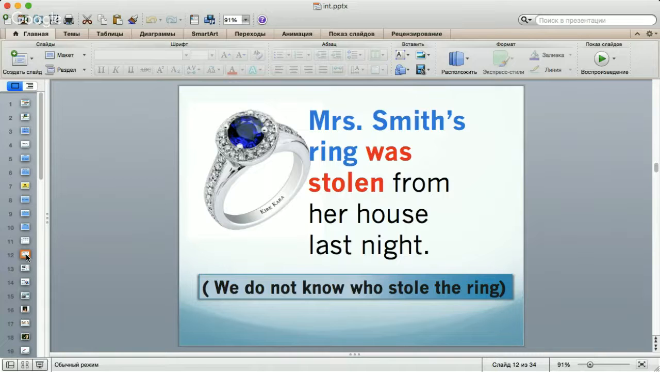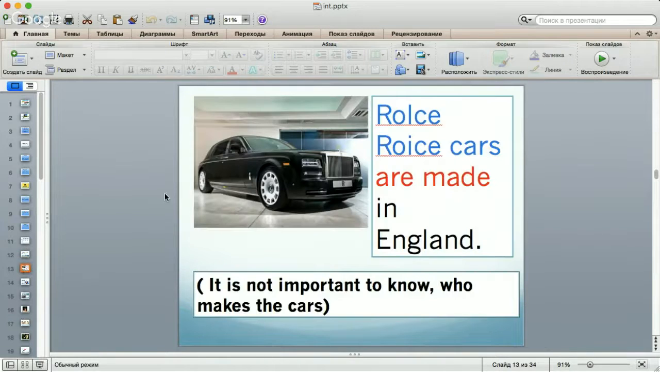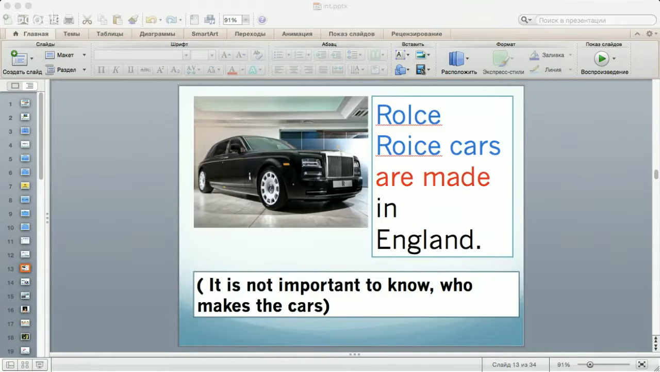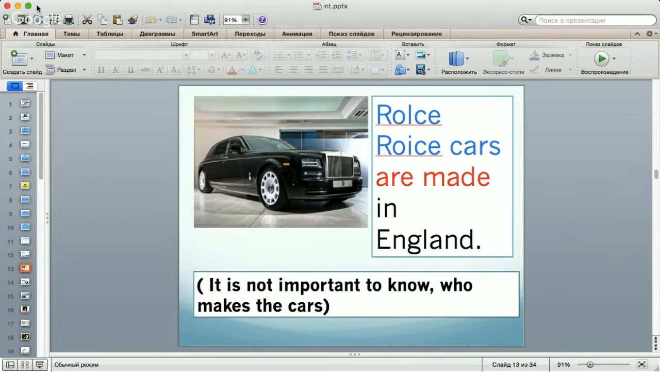So if you don't know the one who is responsible for the action, or maybe you just don't care about the one who performed the action, then you should say the idea in passive voice. Okay. So here goes the next example.